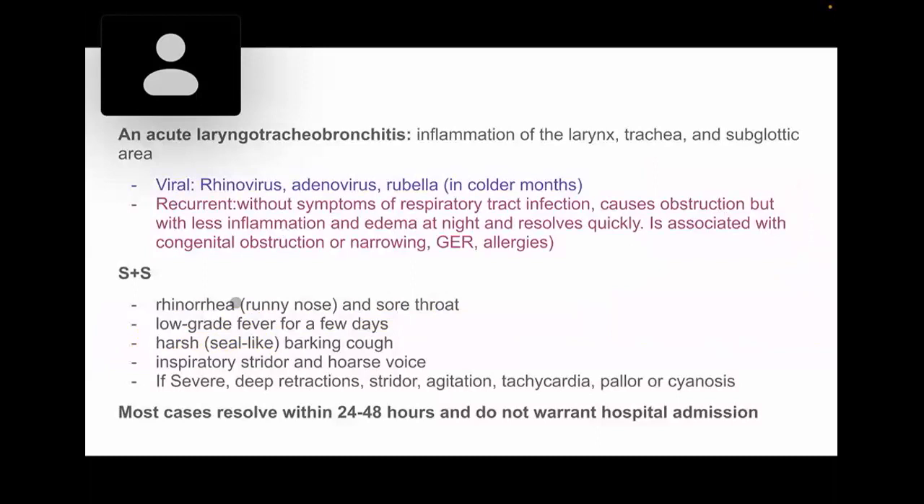This one is a mouthful. When we're having acute laryngotracheal bronchitis, this is when we have essentially inflammation of everything. Usually these are caused by viruses and rubella, but they do essentially run its course. When someone has recurrent, they are going to have less inflammation and it's going to resolve a little bit more quickly. However, this is more, how do I put this, pathology related as opposed to a viral infection. This is when we'll see that harsh seal-like barking cough.